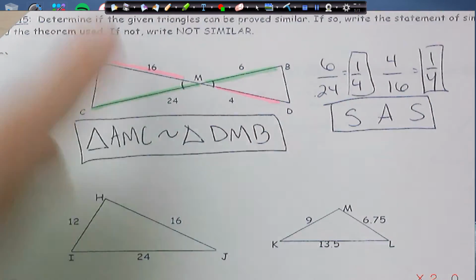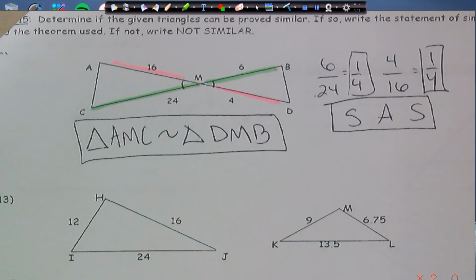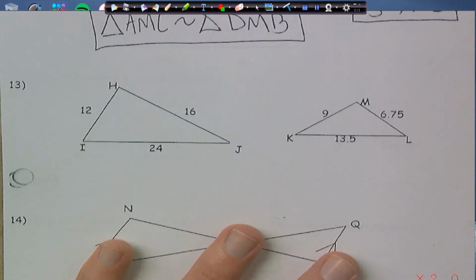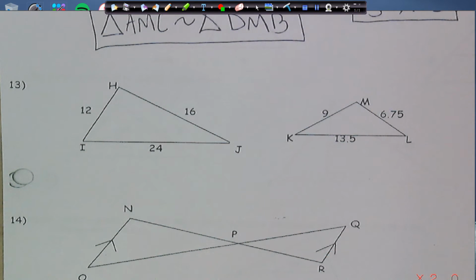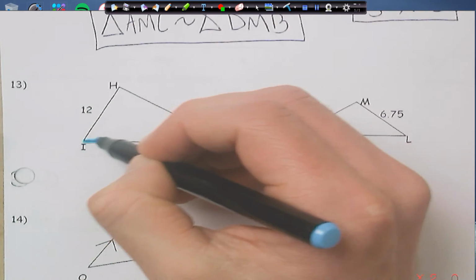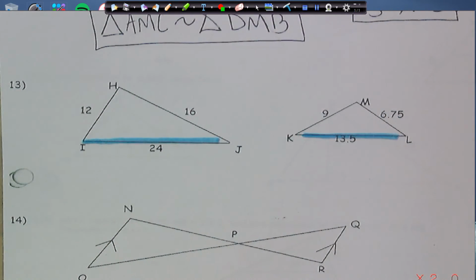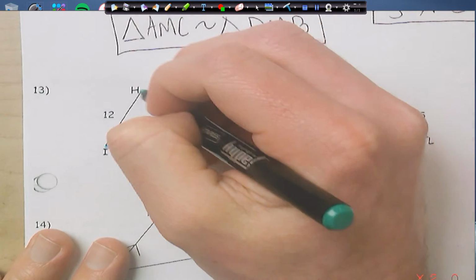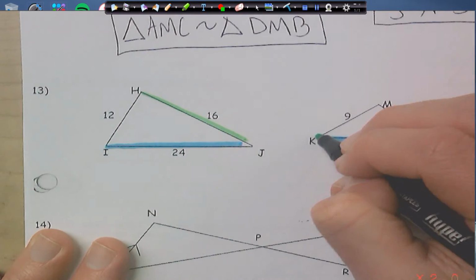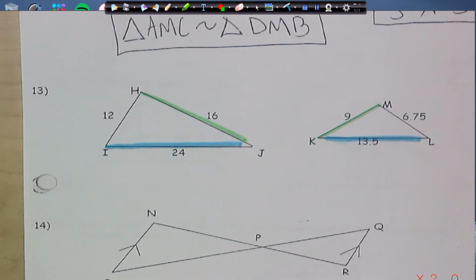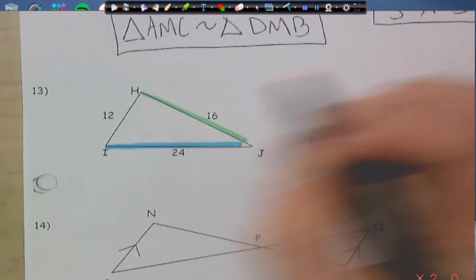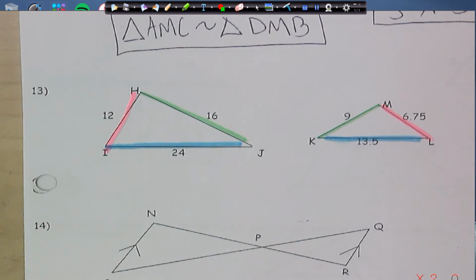So we've got to come up with two things. Why is it similar, and what's a similarity statement? Next one here, I want to line up my sides. So I'm going to go large to large, medium to medium, and then small to small. Okay? So there we go. We got our sides taken care of.